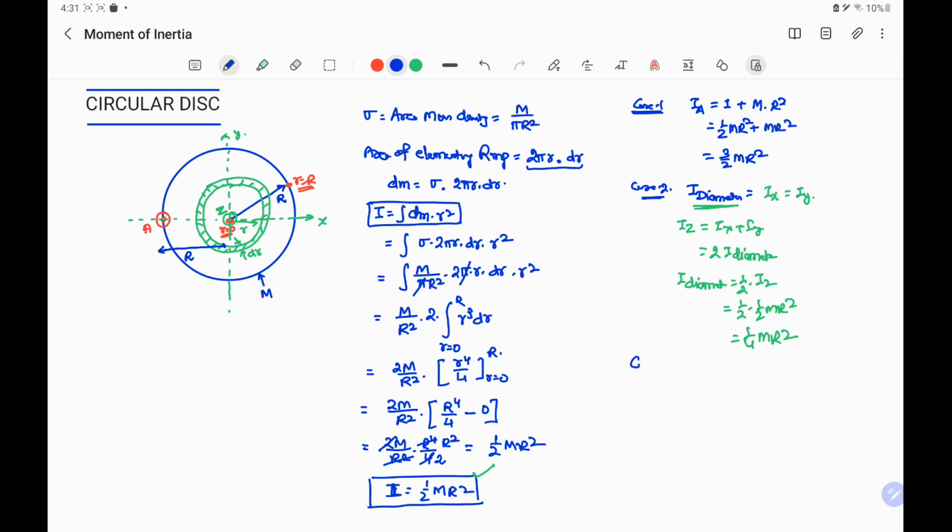Similarly, we can take another case, that is the tangent. So moment of inertia about tangent. We can take tangent through the point, say A. This tangent is parallel to the diameter, so we can write from the parallel axis theorem that I tangent is equal to I diameter plus m r square, where m is the mass of the disk and r is the distance between these two parallel axes. So we can write it as 1 by 4 m r square plus m r square. So it is equal to 5 by 4 m r square.